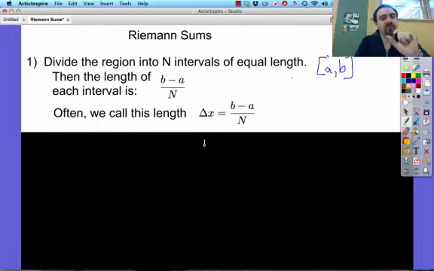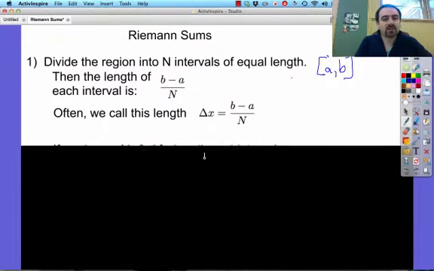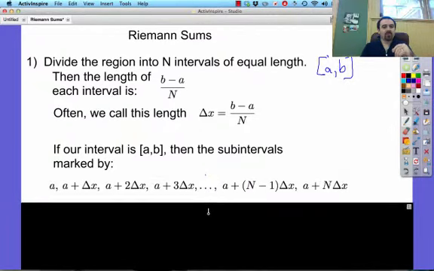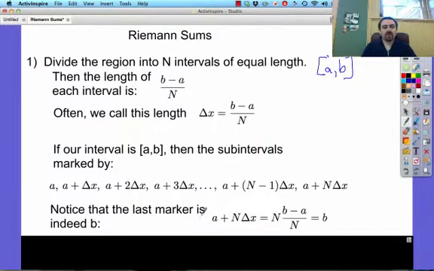So the length of each of those intervals is going to be delta x, which is (b minus a) over n. If our interval is a to b, then our subintervals are marked by these numbers. We start with a. The next number over is going to be a plus one of these lengths, then a plus two of these lengths, then a plus three of these lengths, all the way up till there are n of them, so a plus n of the lengths. But also notice here, the last marker is the number b.